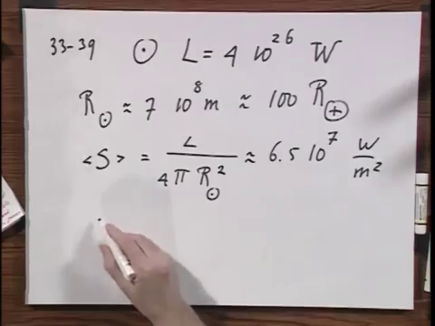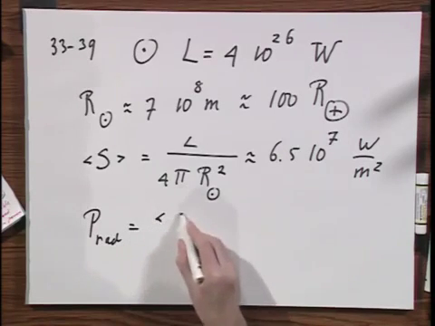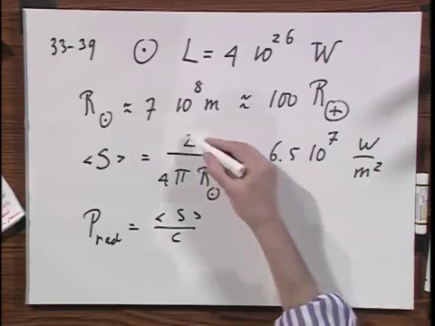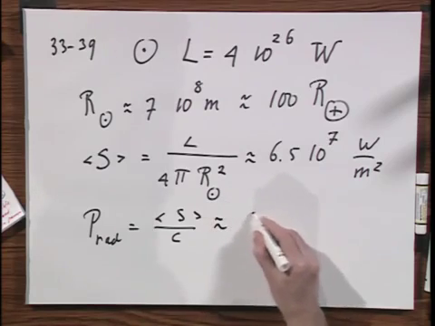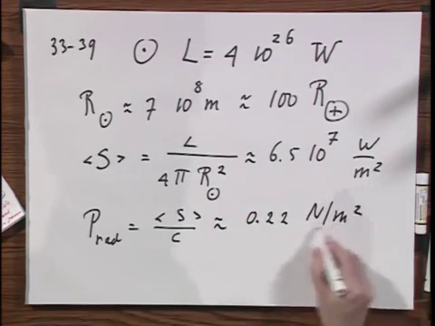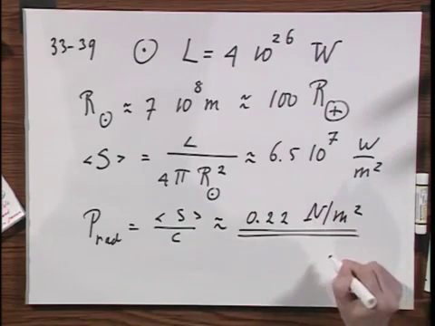Now, if I were to hold a surface there at the surface of the sun, no pun implied, and I were to absorb all the radiation from the sun, full absorption, no reflection, then the radiation pressure would be S divided by C, but of course you might as well take this quantity divided by C, whatever you prefer, it's the same, and that is about 0.22 newtons per square meter. A very, very, very small pressure.